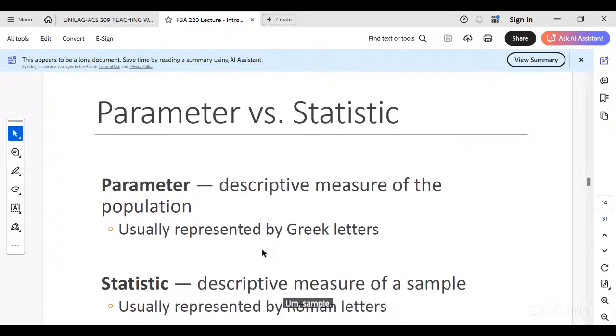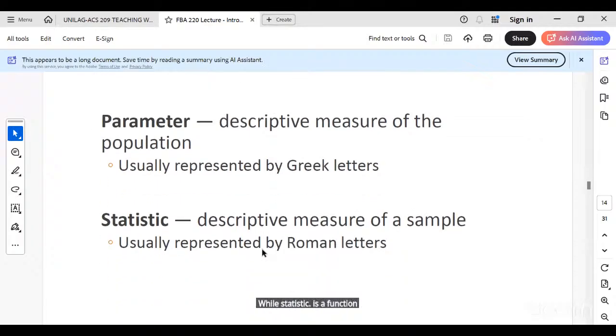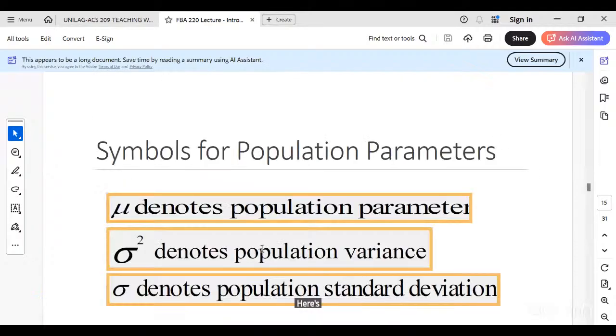And what does parameter mean? It's a function that represents the entire population, while statistic is a function that represents the sample. And usually, these are the symbols that we will be using. The symbol here means mu. Mu. Can you see it? It's a Greek letter. It's like a U with one elongated line somewhere. So this is to represent the population mean.